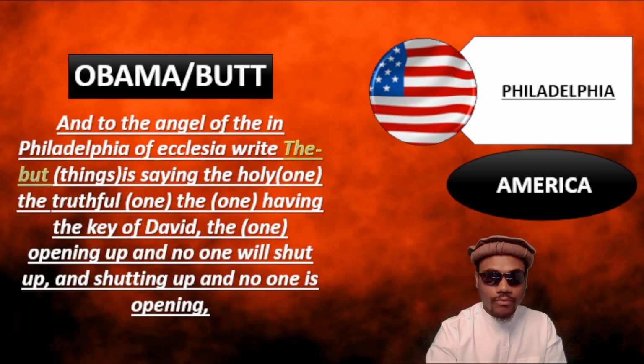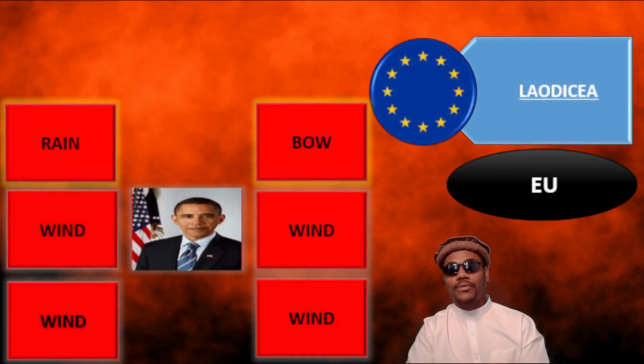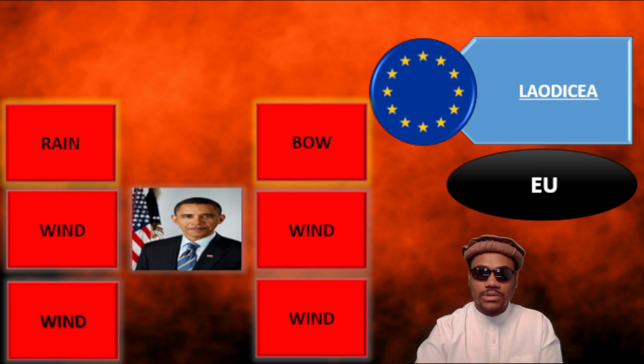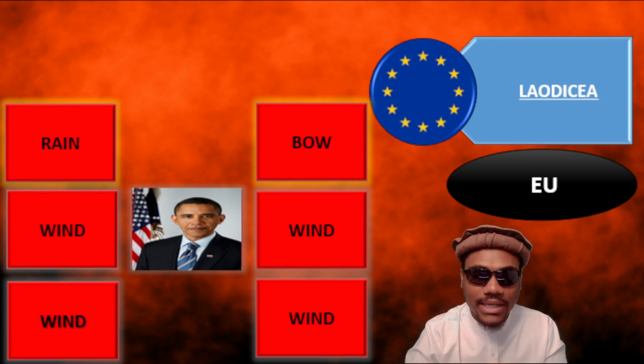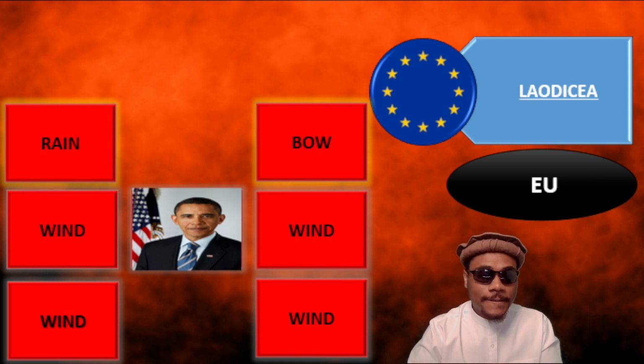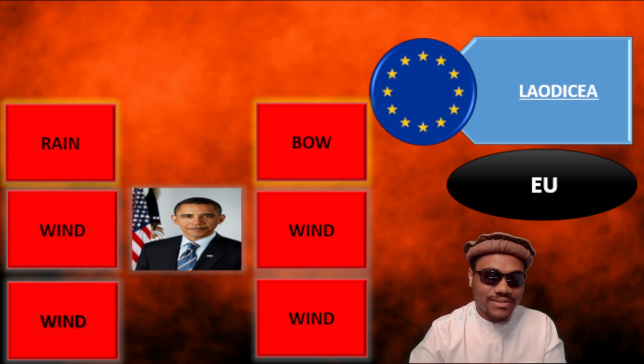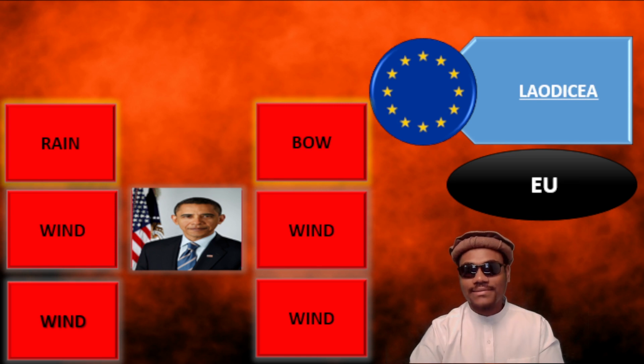So let's move on to the last church, brothers and sisters. We're gonna wrap this up. All right, here we go. Laodicea, EU. So they're dominating the African nations. They had dominated the African nations. And the Lord of that nation is Obama. See, he's the one calling the shots. You know what I'm saying?